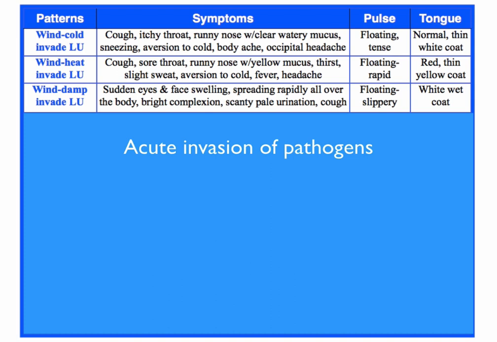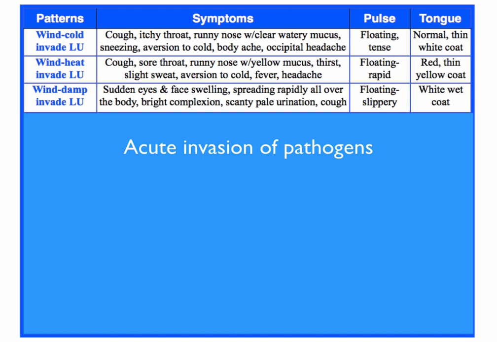Wind damp. Again, this is an acute issue. This is more an allergic reaction to something, where suddenly the eyes and the face start to swell. Maybe the throat, the eyes, the face. The body starts to swell and it spreads rapidly all over the body because there's wind. Remember, wind is the pathogen that always comes with another, never comes by itself, and is the one that changes and moves things rapidly, just like outside, right? So the wind moves everything rapidly all over the body.